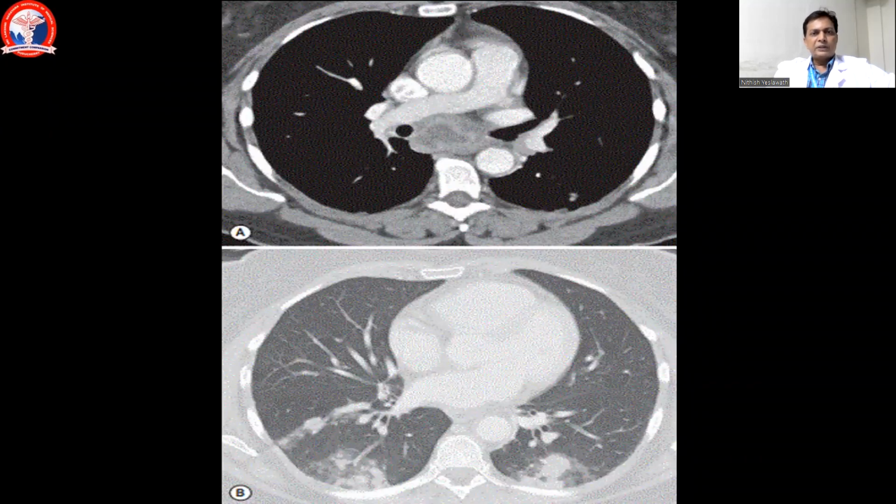Next image, again we are seeing here, this is in the middle mediastinum. Here we are seeing a centrally liquefied, central fluid lesion. This is a lymph node actually, enlarged with central necrosis. So again, a low attenuation lymph node. This is caused by Histoplasma capsulatum.